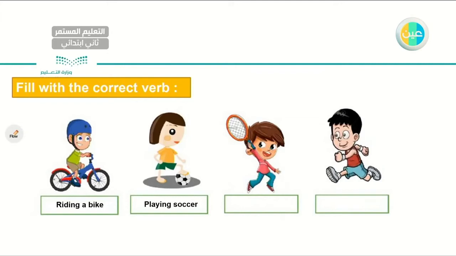How about the next boy? What is he doing? He is playing tennis. Very good. And for the last boy, what is he doing? He is running. Very good. So all these verbs end in ing.